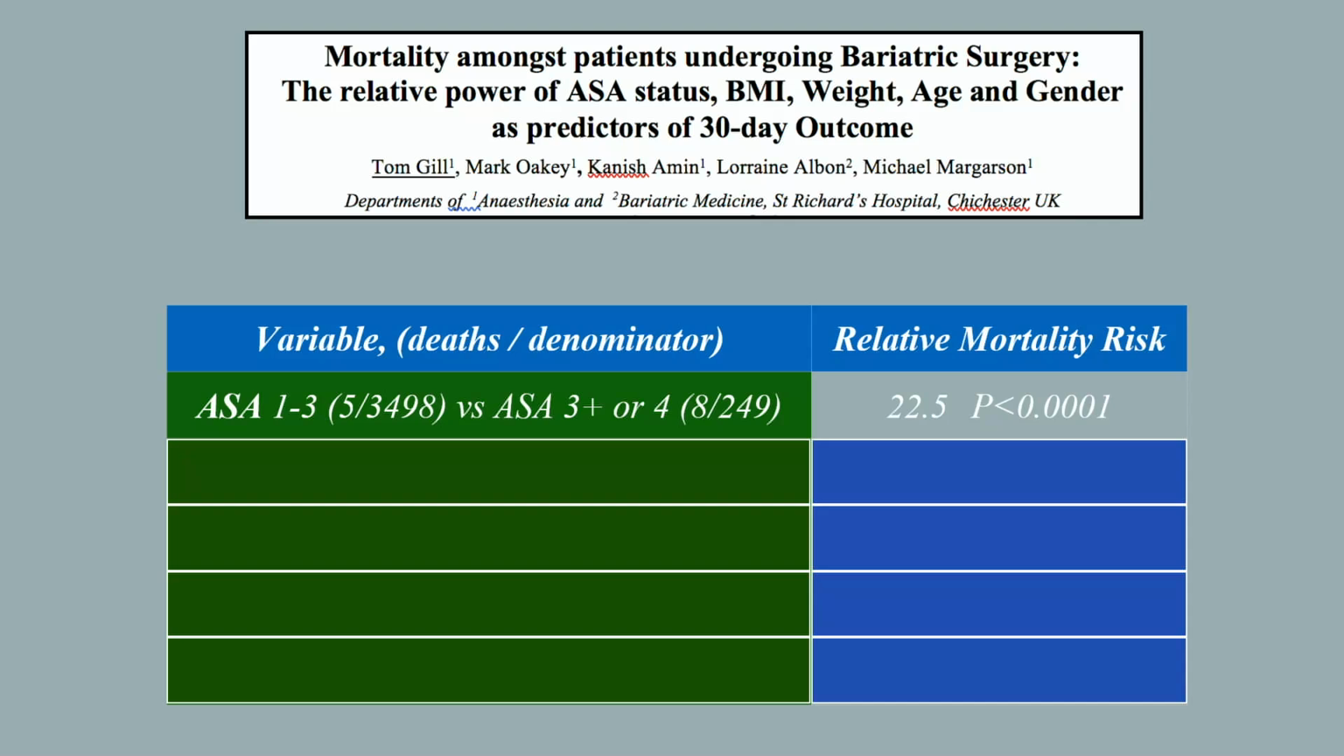When you look at pre-op risk factors, and I showed this yesterday in the pre-congress course, if you look at ASA 1 to 3 versus ASA 3 plus or 4, there's a 20 plus fold difference in mortality if you are in that high group.